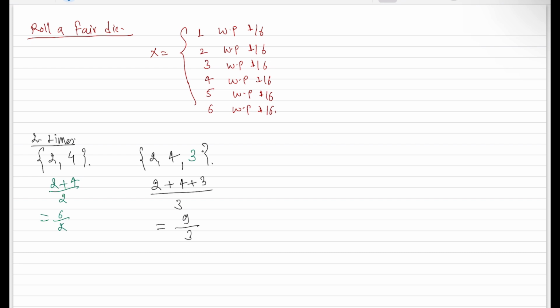So again you roll the die for the fourth time. Maybe you got 2, 4, and 3, and now you are rolling the die for the fourth time. So maybe you will get 1. What will be the average value of the outcomes here? That will be 4 plus 2 is 6, plus 3 is 9, plus 1 is 10, divided by 4.